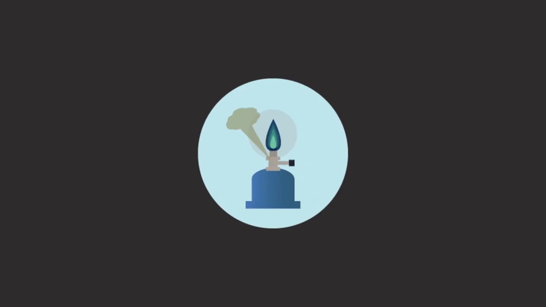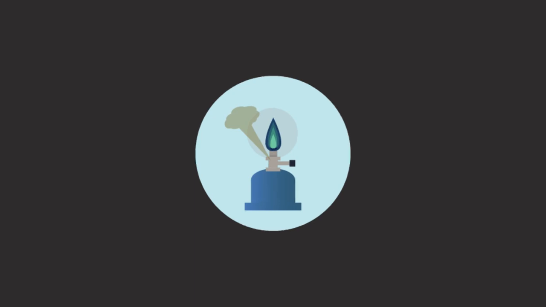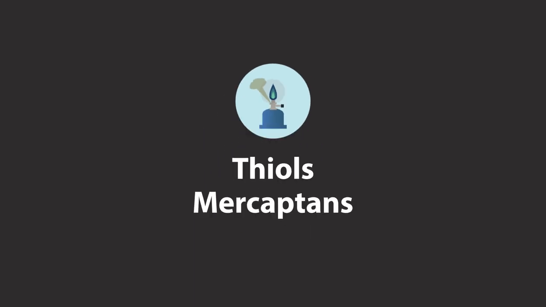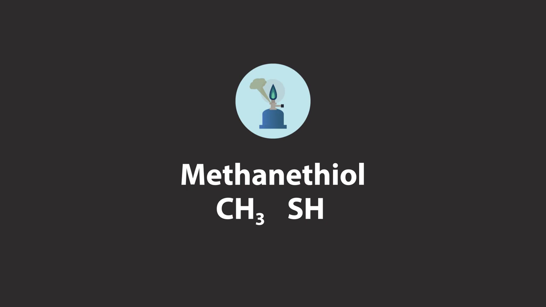Ever smelled a natural gas leak? That is actually the smell of a spiking agent, which is a class of sulfur-containing compound called thiols or mercaptans, such as methanethiol. Methane is the gas. The thiol is the sulfur-smelling part. The sulfur smell is strong enough so that you can detect a potentially dangerous leak.